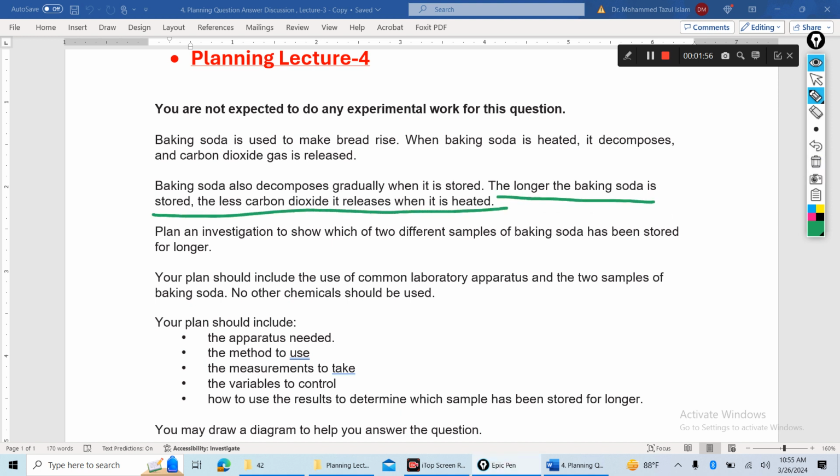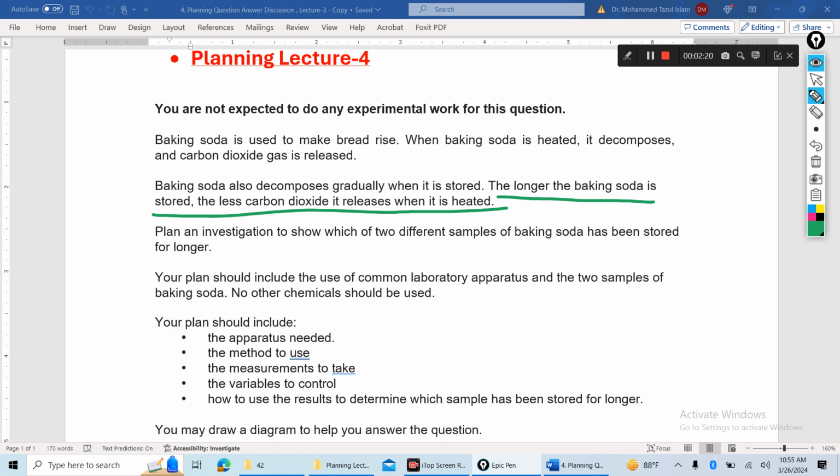The longer the baking soda is stored, the less carbon dioxide it releases when it is heated. I mean, if baking soda is kept for a long time, it releases less carbon dioxide when heated. But if it is kept for a short time, it produces more carbon dioxide when heated.